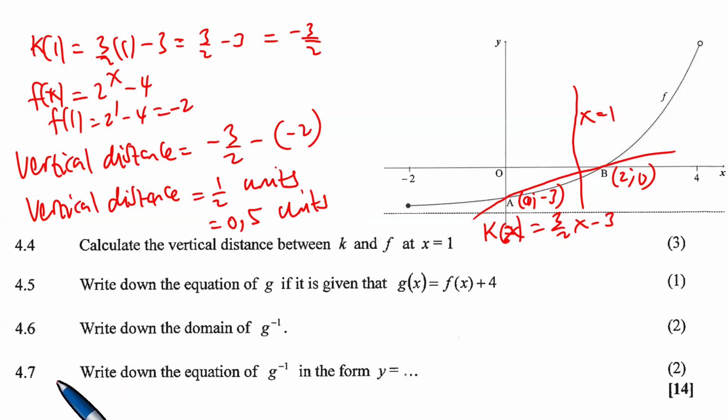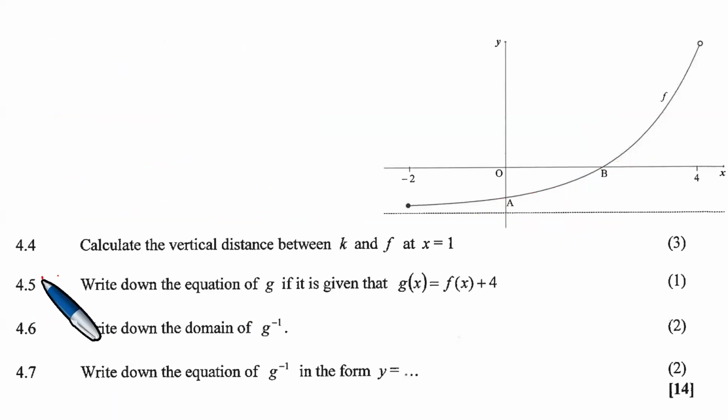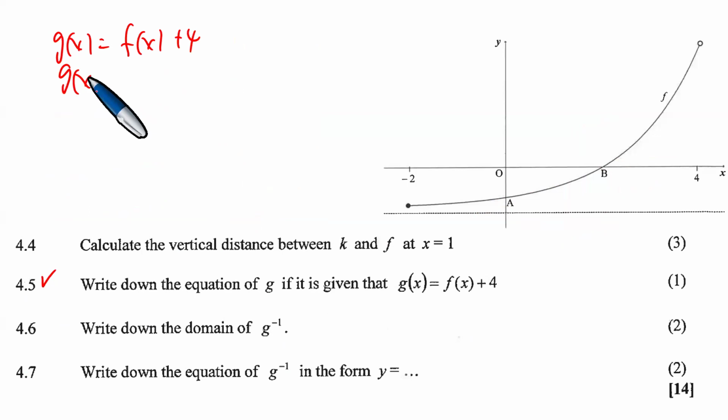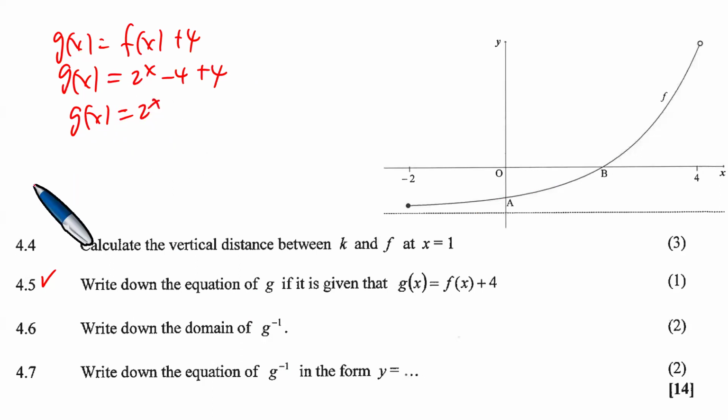We continue now to look at the next question, which is question 4.5. Write down the equation of G, given this. To write down the equation of G, we have G of x equals f of x plus 4, which means G of x equals 2 to the power x minus 4 plus 4, which means that G of x is 2 to the power x.